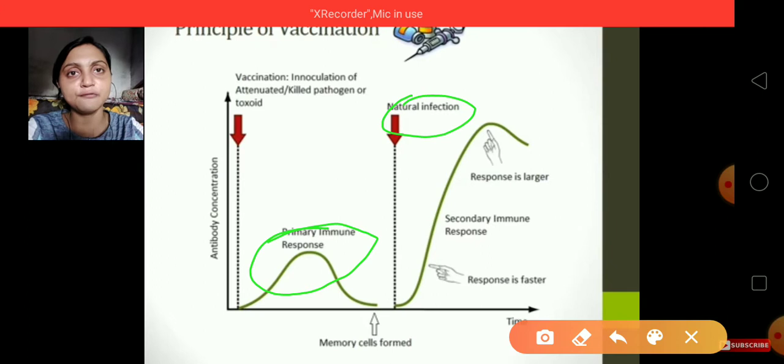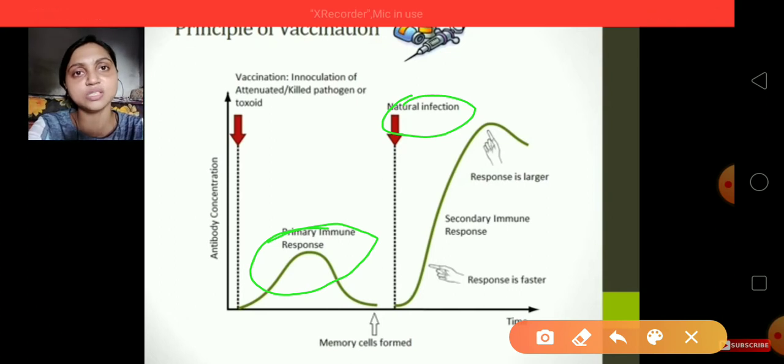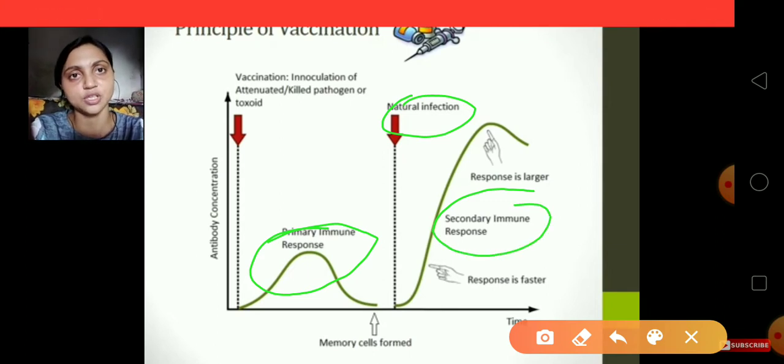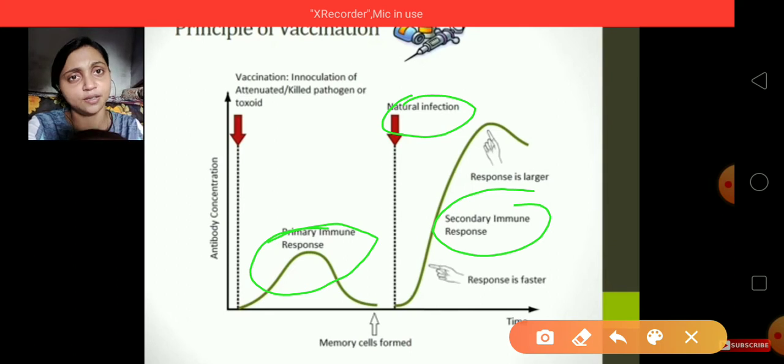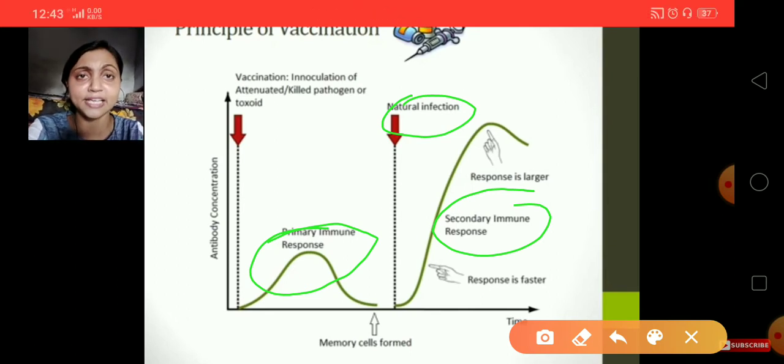Okay, but in natural infection, nature will not be biased towards us. Nature will always consist of strong pathogens, so when the pathogen goes inside us, our immune system will not show the primary response, it will show the secondary immune response. So they will engage themselves in the rapid production of B and T cells. As a result, the antibodies will be formed later, and the response to the infection will be larger, so the disease will be extreme in case of natural infection.